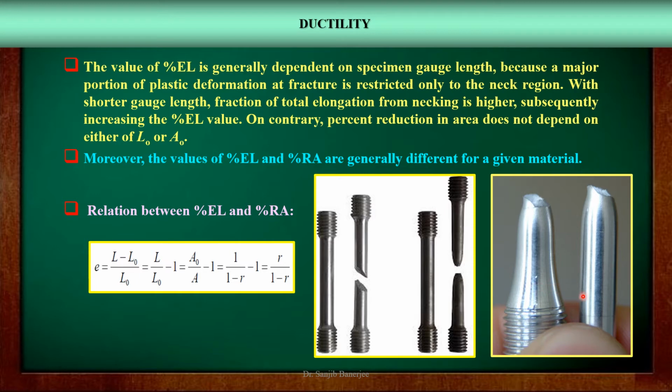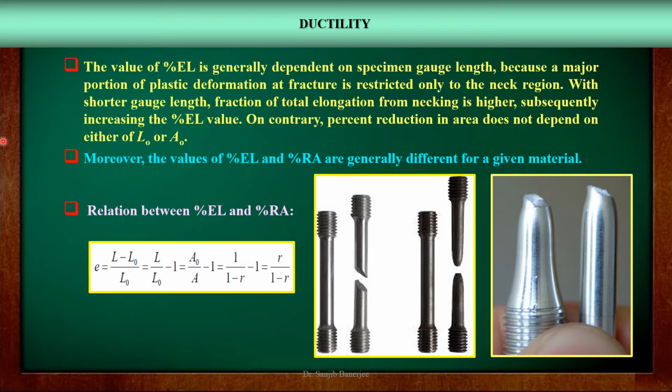Same for the second figure, which is an aluminium sample. Aluminium is a comparatively ductile material, and so due to necking, the localized reduction in cross-sectional area before fracture is much more prominent, which gives a measure of percent reduction in cross-sectional area, or the ductility of the material.